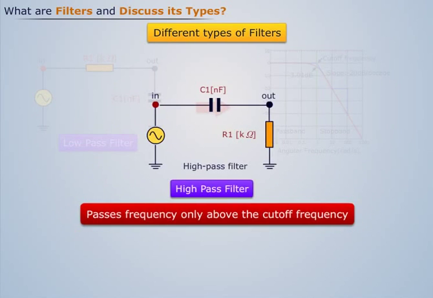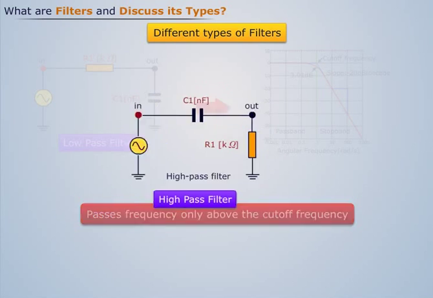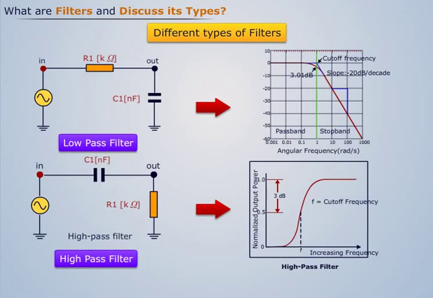High-pass filters are the filters which pass frequencies only above the cutoff frequency. By interchanging the place of resistor and capacitor in a low-pass filter, we get a high-pass filter.